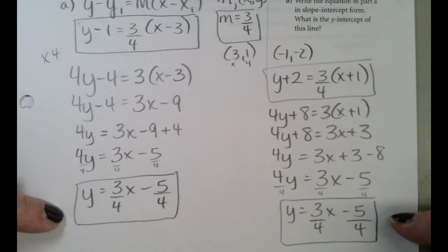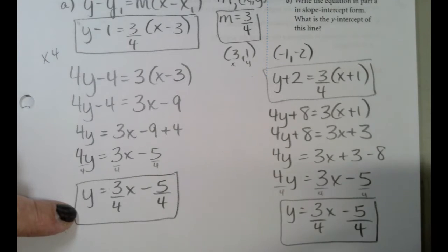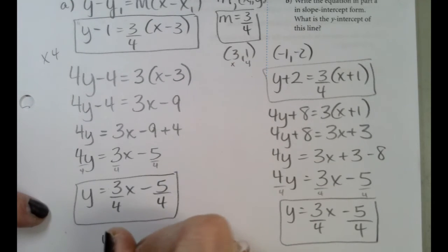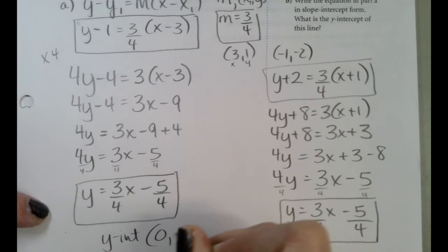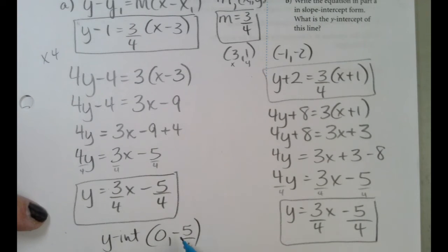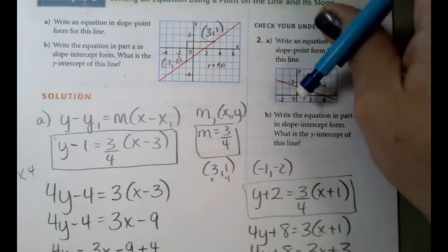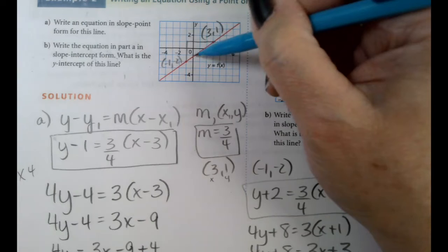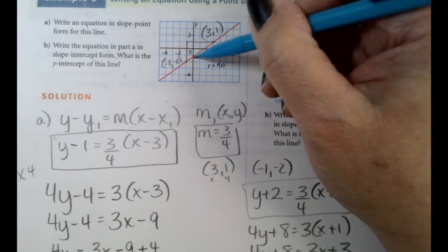And it says write the equation in this form and identify the y-intercept. Y-intercept, right, 0, negative 5/4. Which you can easily say is negative 1 1/4. There it is. Negative 1 1/4.